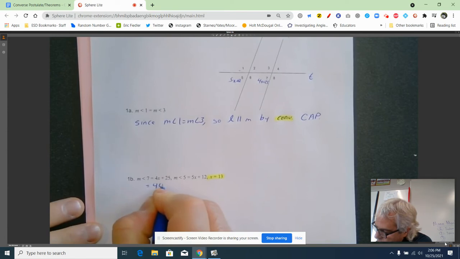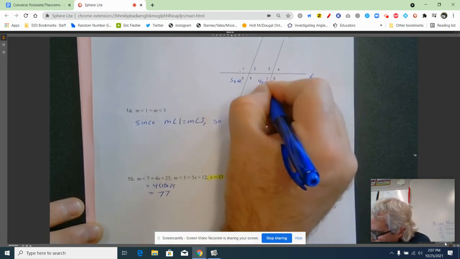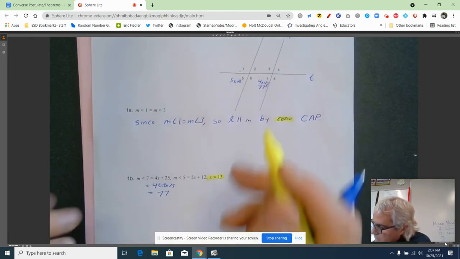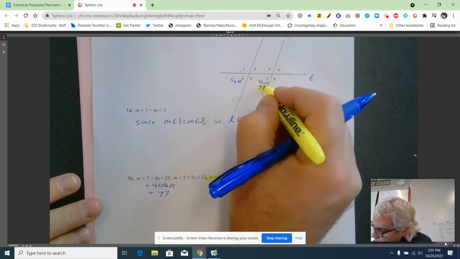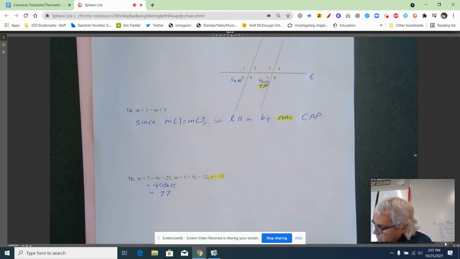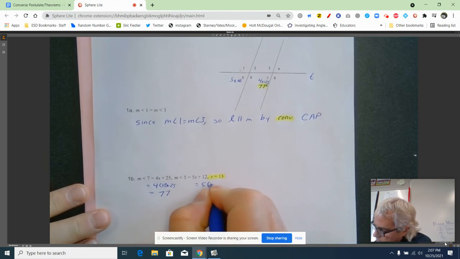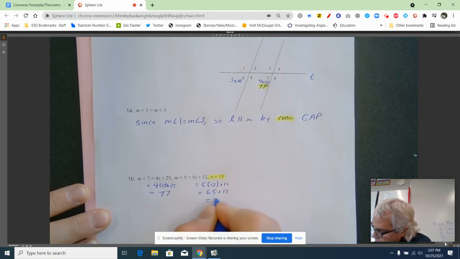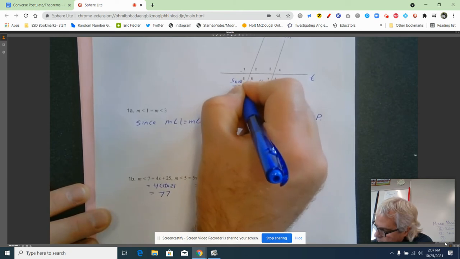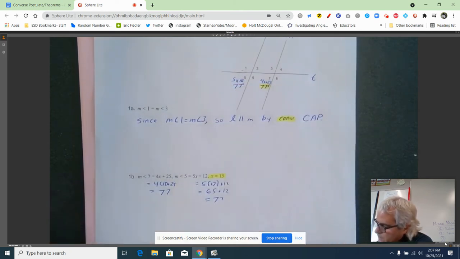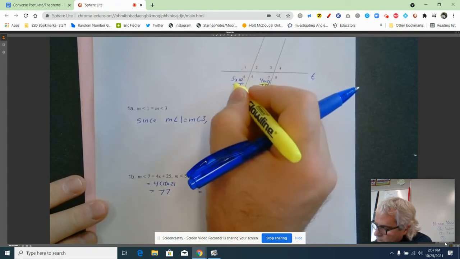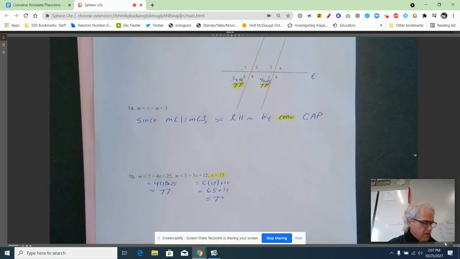So I get 4 times 13 plus 25. That's 52 plus 25. I get 77. So angle 7 is actually 77 degrees. Let's see what angle 5 is. If you plug it in, x is 13. I get 5 times 13 plus 12. That's 65 plus 12, which is equal to 77. So this angle has to be 77 degrees as well. Okay, but I didn't realize that until I plugged in those algebraic values.